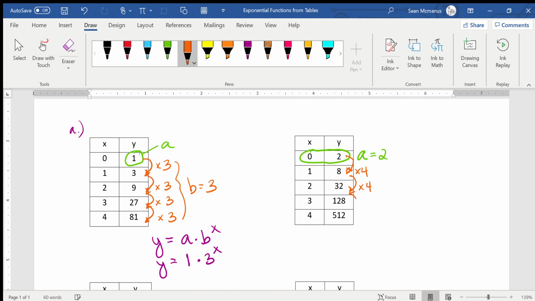8 times 4 is 32. 32 times 4, double it is 64. Double it again is 128. Yep. Double it and double it is 512. So that tells me that the b is 4. So my function for this table here, I know that y equals a, which is 2, times b, which is 4, to the x power.